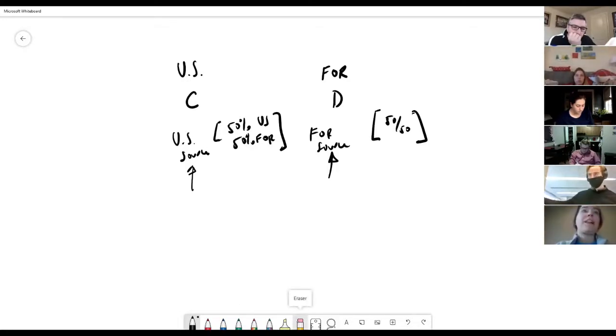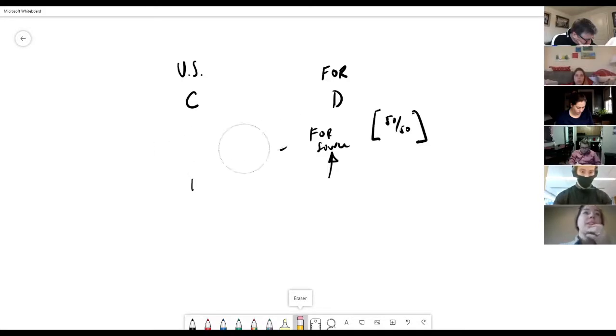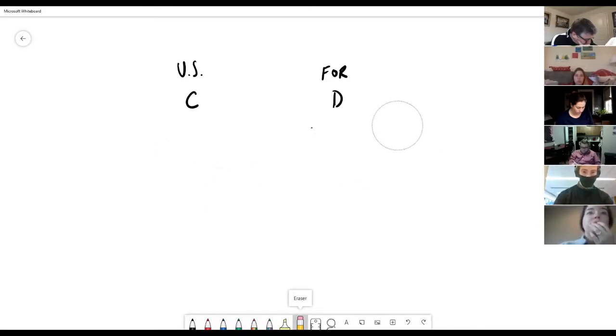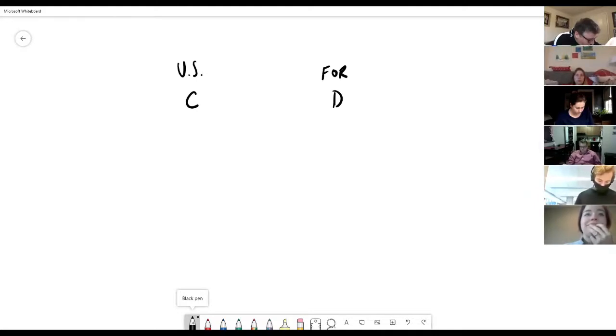So that's A. B is easy, in that it doesn't work. What B says is, okay, we're still going to do 50-50. But you're going to fill up C's capital account with U.S. source as much as possible, and D's capital account with foreign source as much as possible. But it's always going to be even. We're going to spill over to the extent we have to, to get to 50-50.